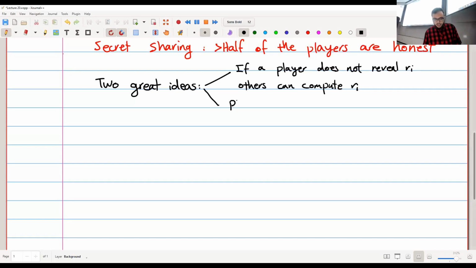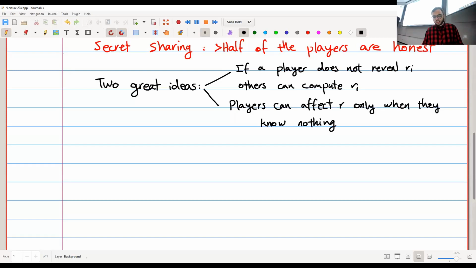So we want to say that the players can affect the final result R. So for example, by choosing their RI or by choosing their hash or by choosing their shares, whatever, they can affect it only when they know nothing about other players' inputs. Actually, let's say it's like this: only when they know nothing about R.